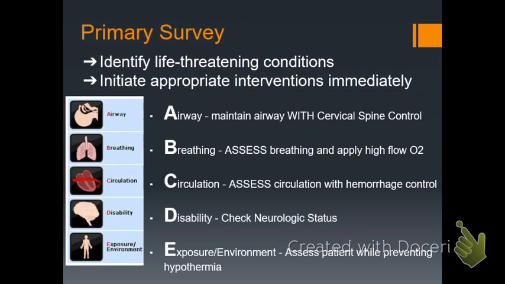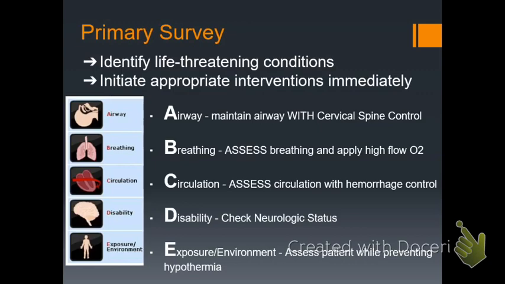This is what we're doing, where we stop here if we're having problems. So if your pulse and cap refill are not great, you're in the circulation section. If your breathing is not great, you're in the breathing section. Your airway, you're not maintaining. All those things will stop you there. You will not go on to doing a secondary survey until you get things straight in your primary survey. So primary survey can be done in less than a minute, and it is rudimentary stuff. It's really just looking at the breathing, checking the respiratory rate, checking for pulses, checking for cap refill, and checking for following commands. Exposure is basically getting the patient undressed to see if you can see anything that's of concern.